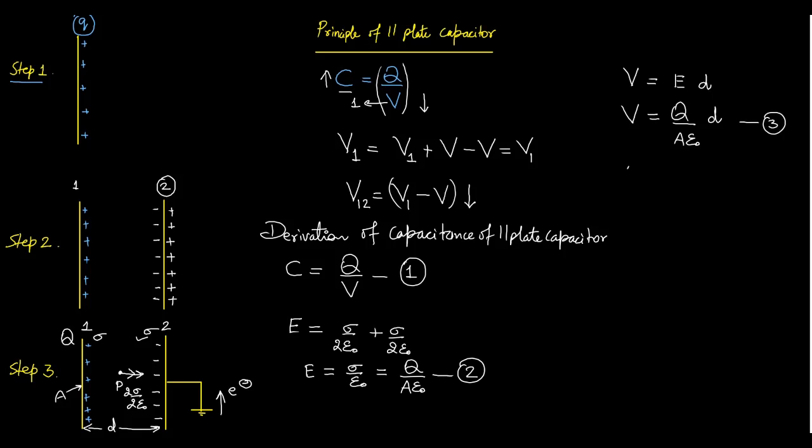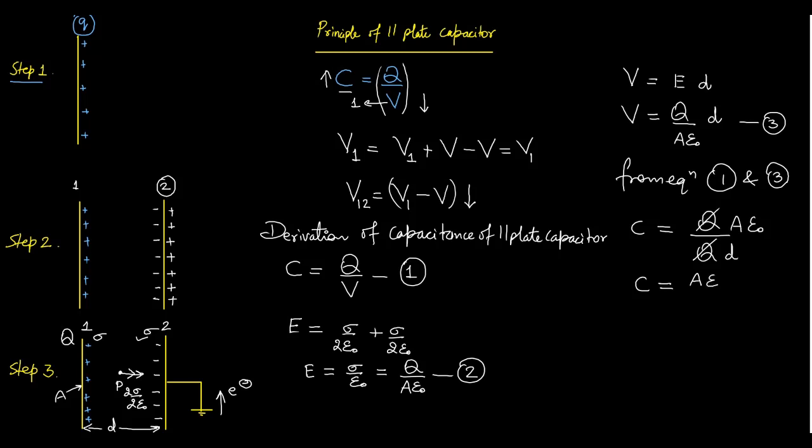Now from equation number 1 and 3, we can write C equals Q by V. V is nothing but Q d upon A epsilon naught. Q cancels. So the capacitance C is A epsilon naught by d.